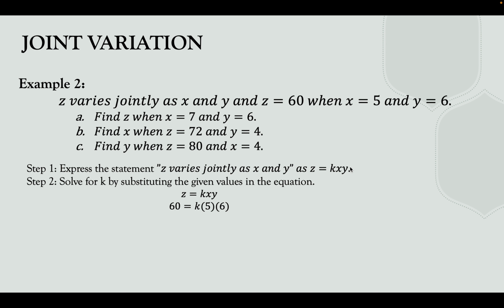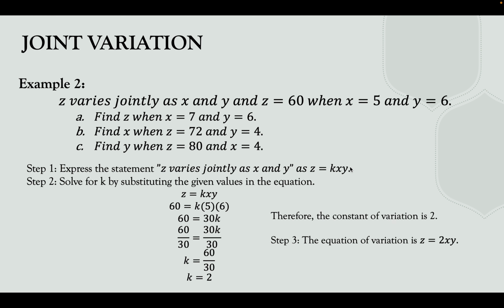So we have 60 equals K times 5 times 6. 5 times 6, we have 30K. 60 equals 30K. Divide both sides by 30, we have K equals 60 over 30, and K equals 2. That means our constant of variation now is 2, and then the equation of variation is Z equals 2 times X times Y.